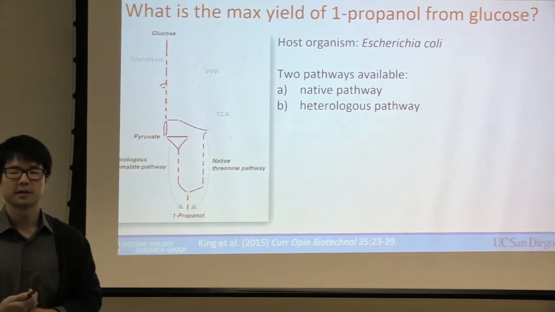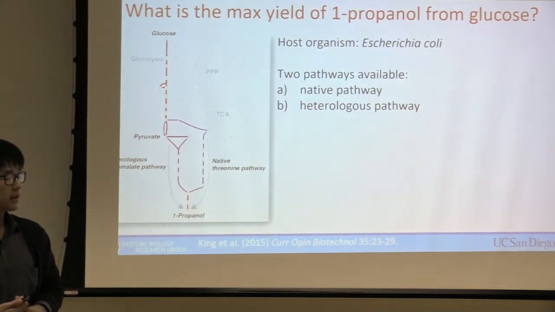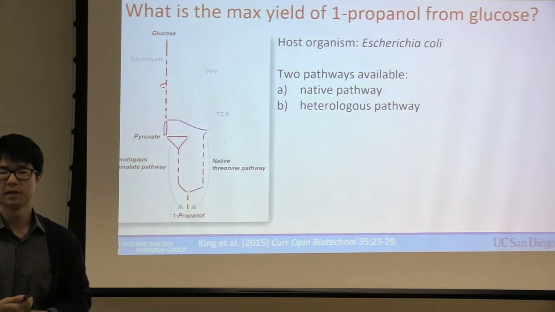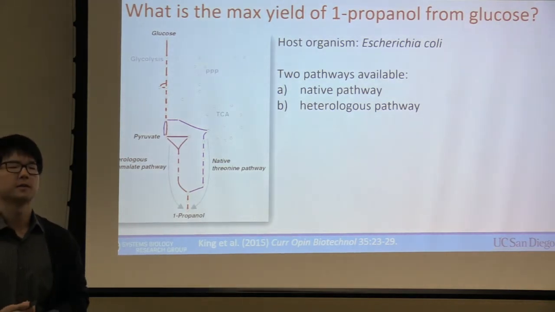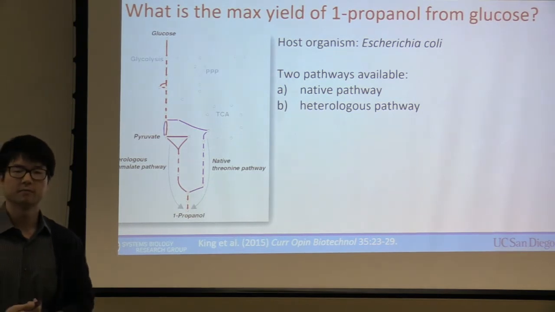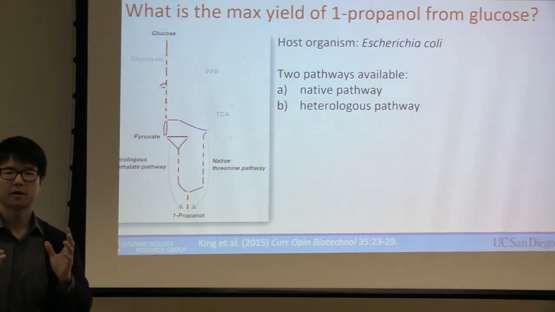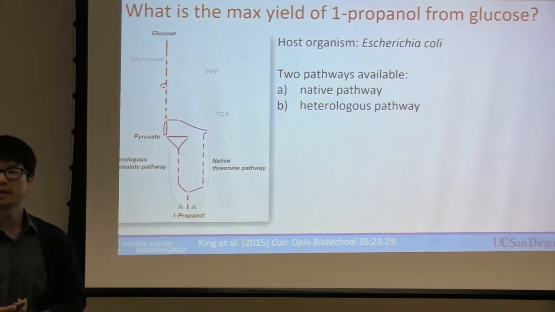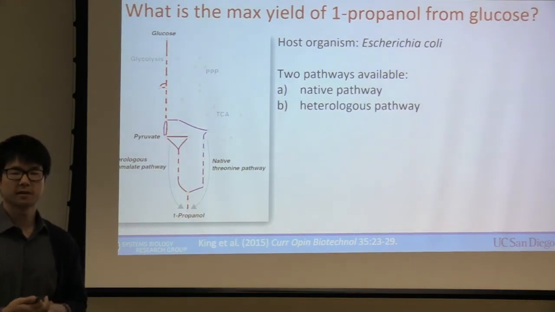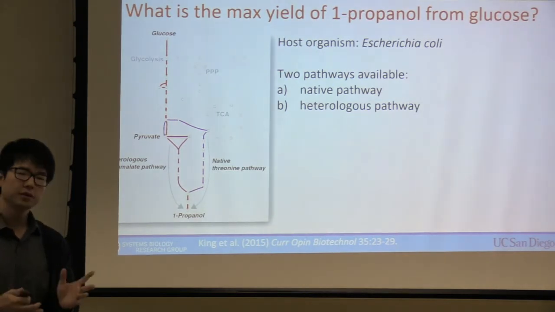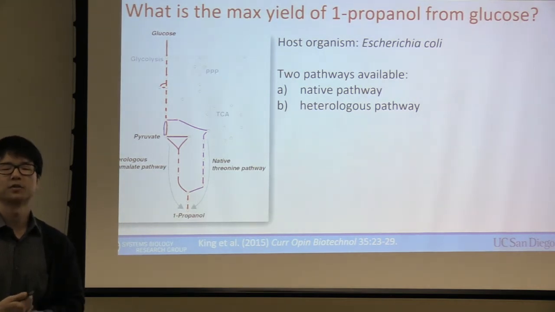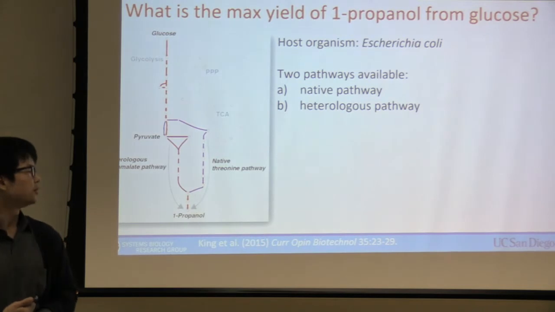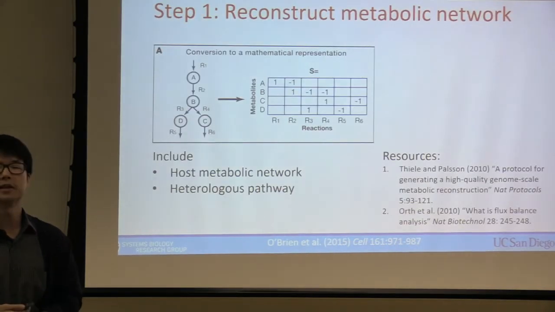So we can first consider maximizing the yield. Let's say we want to make 1-propanol from glucose, and we want to maximize the yield of this product from its feedstock. How would we go about doing this? Well, we know from taking Bioengineering that we could take our host cell organism, in this case E. coli, and reconstruct a metabolic network based on its annotated genome, and then include not only the native host metabolic network, but also the heterologous pathway reactions within the reconstruction. And then we can try to maximize the yield.